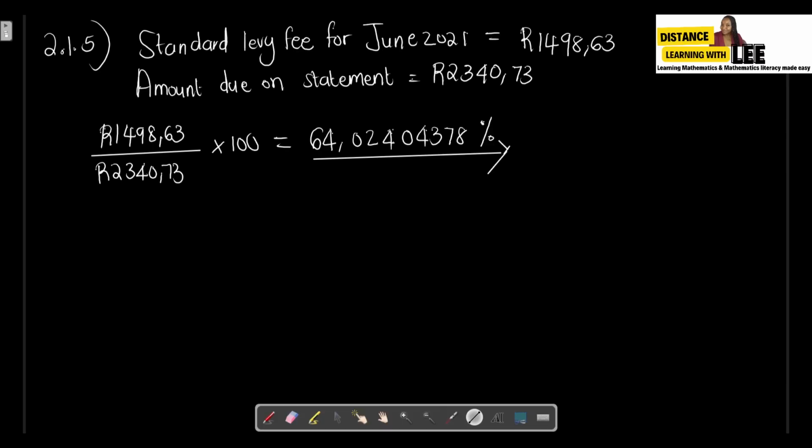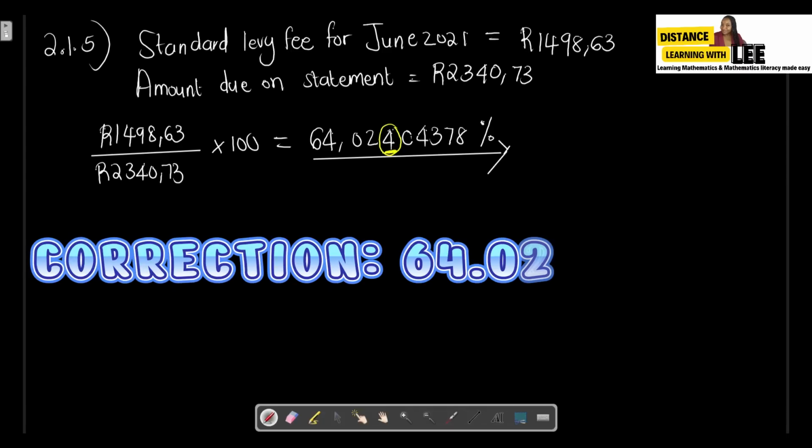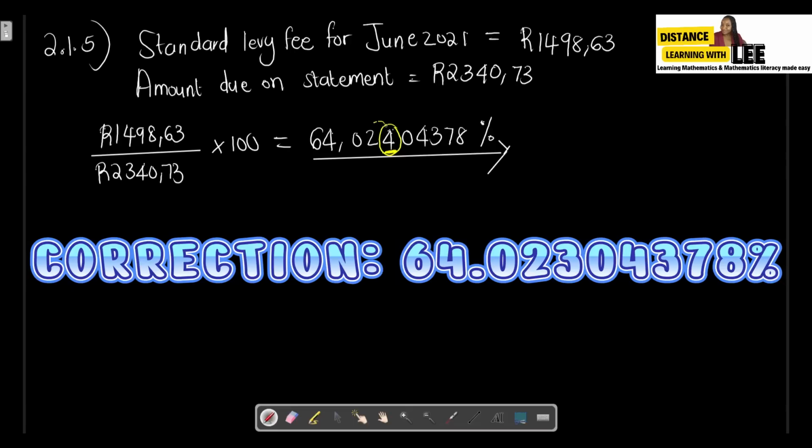So to round it off to 2 decimal places, what do we look at? We look at the third digit after the comma. The third digit after the comma tells us what we need to do. The third digit is 4, so this number is below 5. That means that the number here basically stays the same.